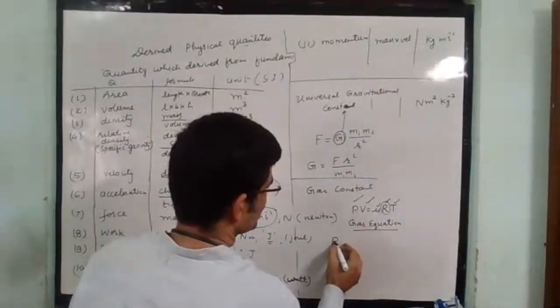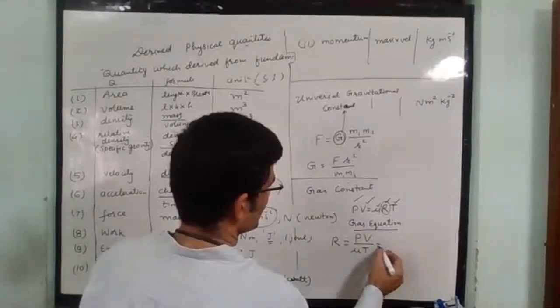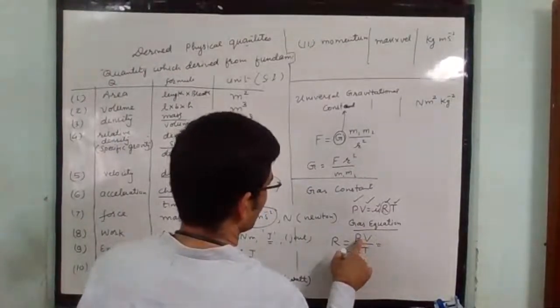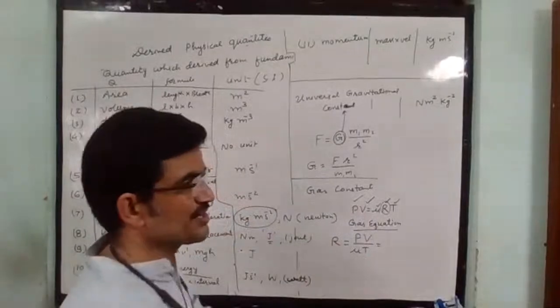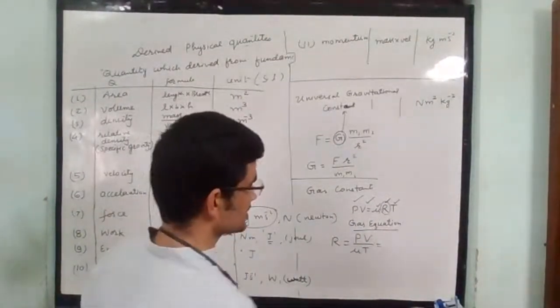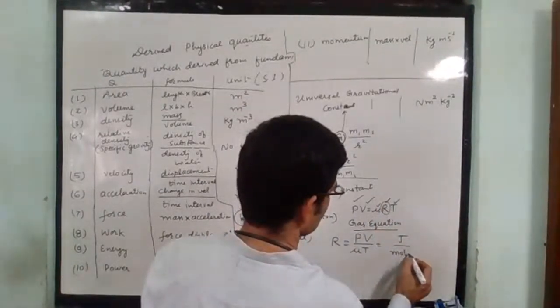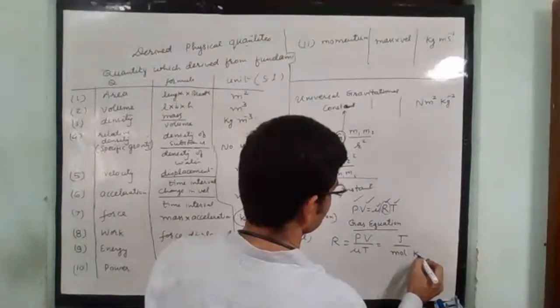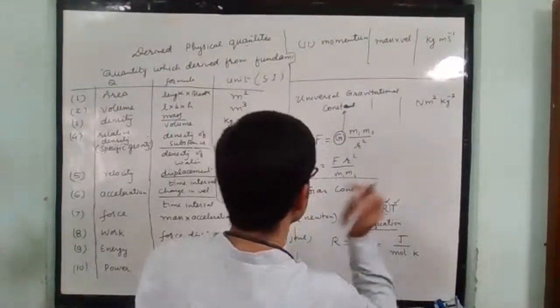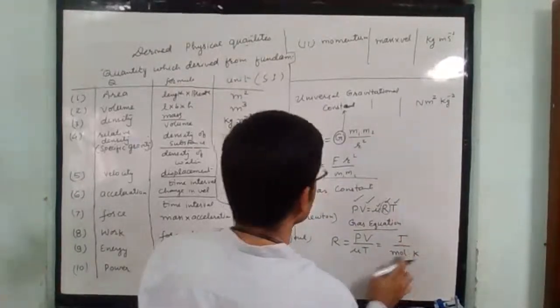So R is equal to what? PV divided by nT. Okay, so P is the pressure and V is the volume. So P into V is also work done. It is also in joule. So its unit you will get is joule per mole per Kelvin.